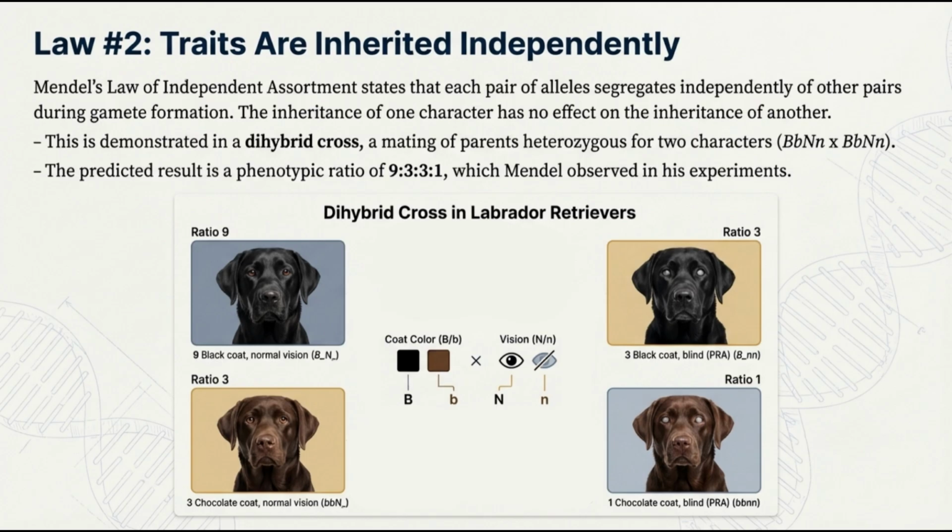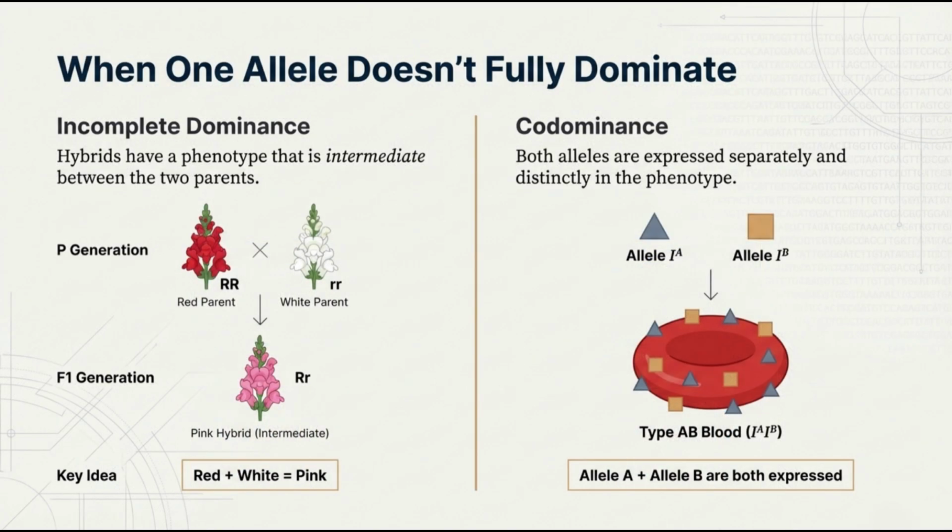So if we actually do that cross and we don't get that 9:3:3:1 ratio, we know immediately something's up. The assumption of independence is wrong. It's the ultimate benchmark. That ratio is the fingerprint of two genes that are on separate chromosomes, or at least very far apart. Right. But of course, genetics gets much more complex than just simple dominance. There are exceptions. Oh, many exceptions.